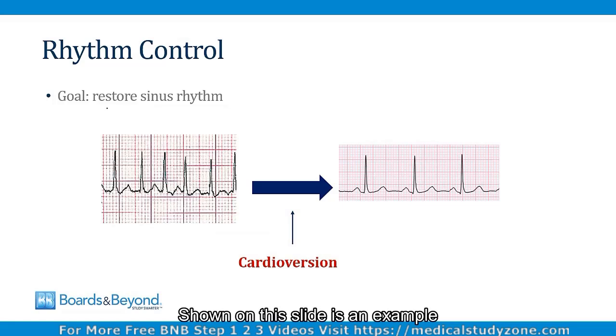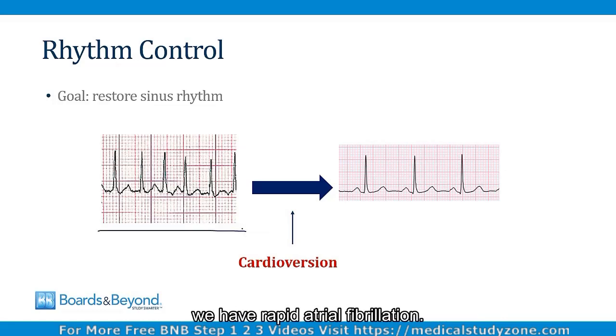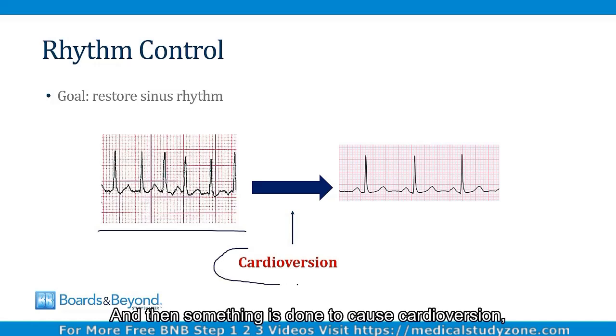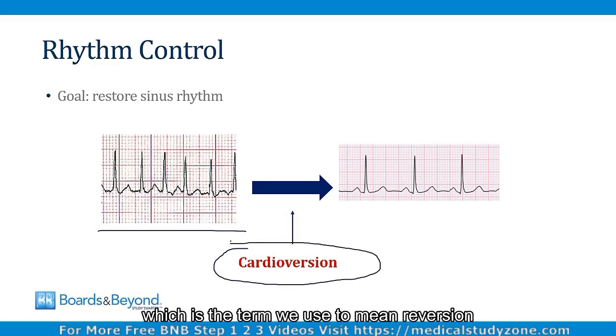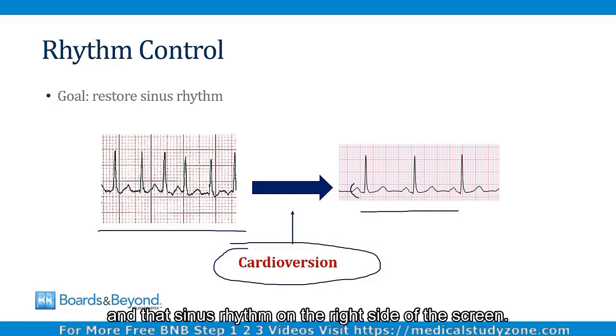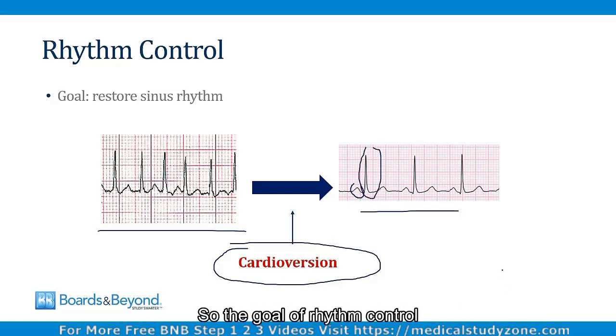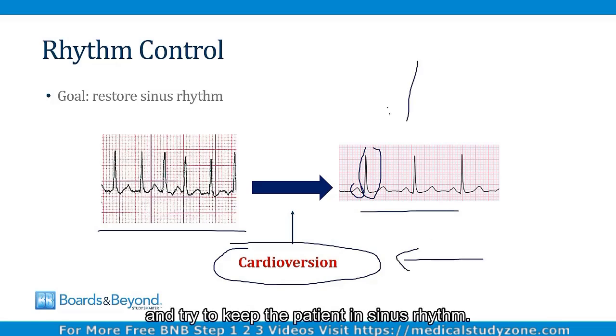Shown on this slide is an example of what rhythm control does in atrial fibrillation. So once again, on the left side of the screen, we have rapid atrial fibrillation, and then something is done to cause cardioversion, which is the term we use to mean reversion of the AFib back to sinus rhythm, and that's sinus rhythm on the right side of the screen. We have P waves and QRS complexes after each P wave. So the goal of rhythm control is to somehow achieve cardioversion and try to keep the patient in sinus rhythm.